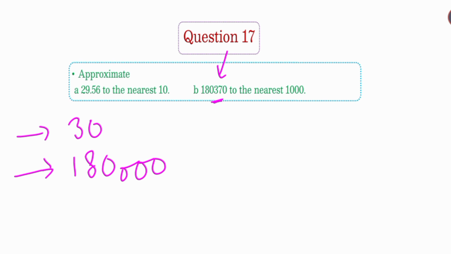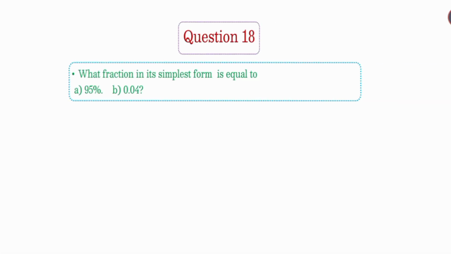If there was 5 or any other number greater than 5, then we would be able to round it off to 181 thousands. But in this case we cannot round it off to 181. Instead we'll round it down to 180 thousands. Hope that was easy. Let's just move on to the next question. Question number 18.